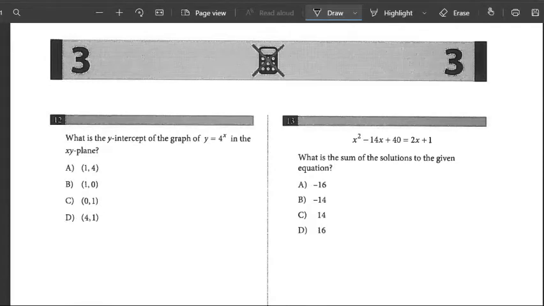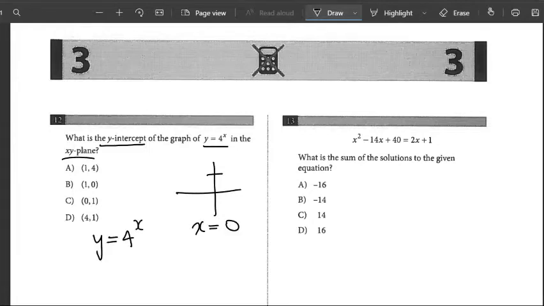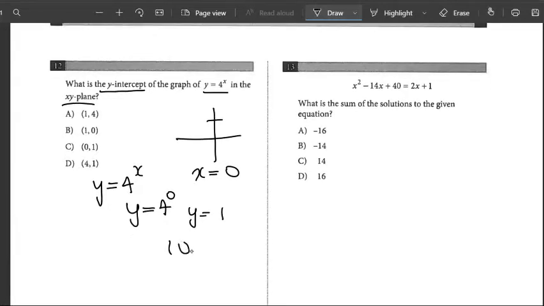12th question. What is the y-intercept of the graph of y is equal to 4 raised to x in the xy plane? Okay. So the y-intercept is when x is equal to 0. So let's plug this in over here. y is equal to 4 raised to x. When x is 0, y is equal to 4 raised to 0. And we know that anything raised to 0 is equal to 1. So y is equal to 1. So the coordinates would be (0, 1), which would be C. So 12 is C.